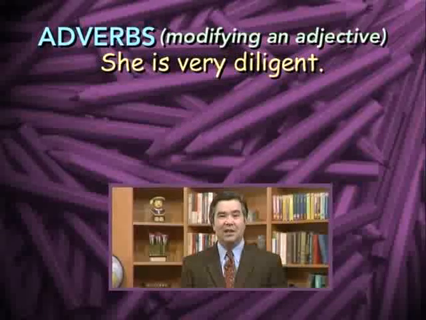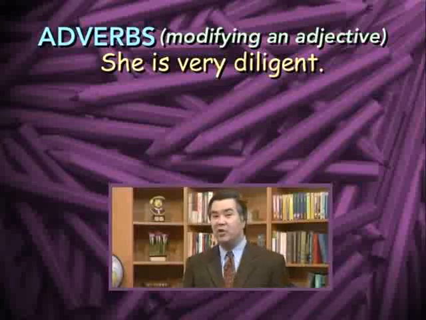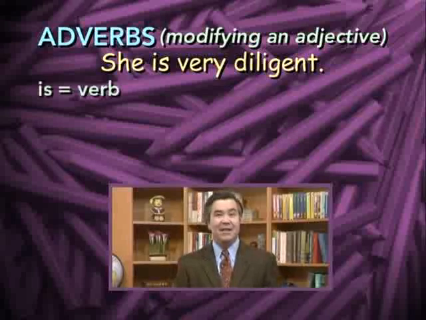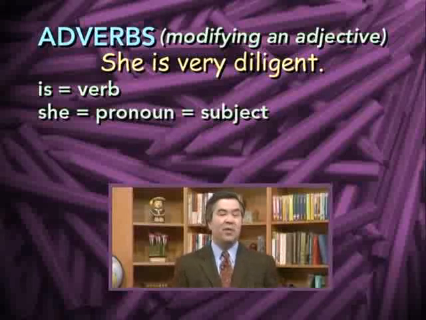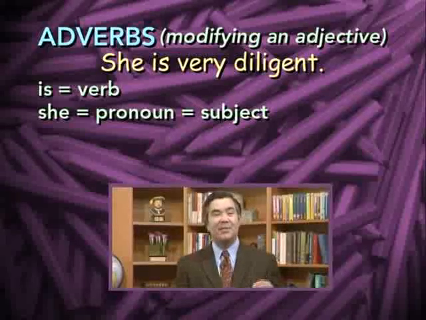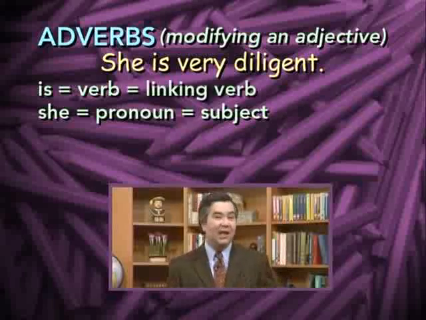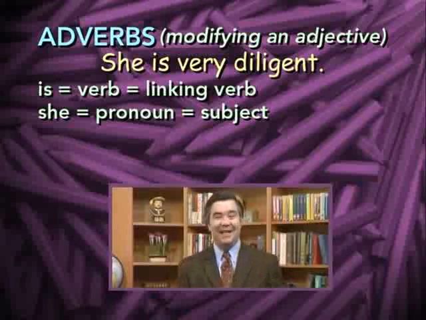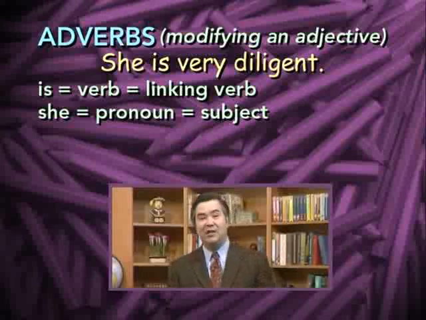Here's another sentence. She is very diligent. Here we have a sentence with a slightly different structure. The verb in this sentence is. The subject is the pronoun she. Now, the difference between the verb is and the verb works is the following. Works is an action verb. An action verb describes something that the subject does. Is is a linking verb. A linking verb describes something that the subject is. So in this case, we have a sentence containing a linking verb rather than an action verb.